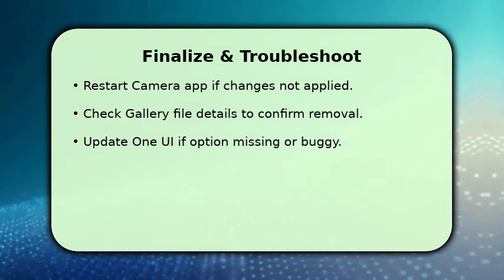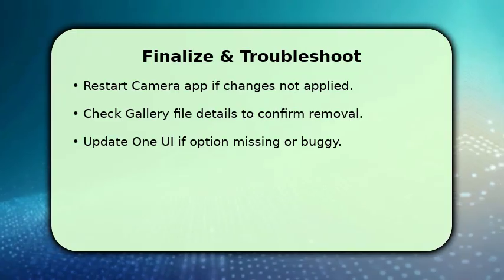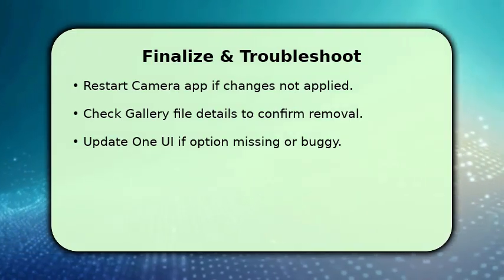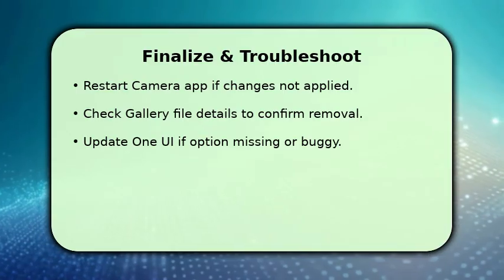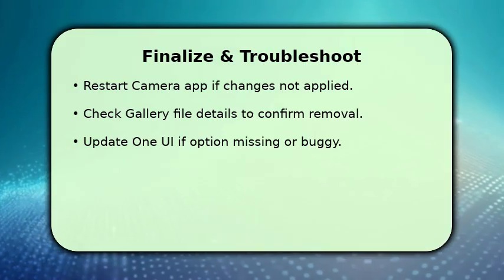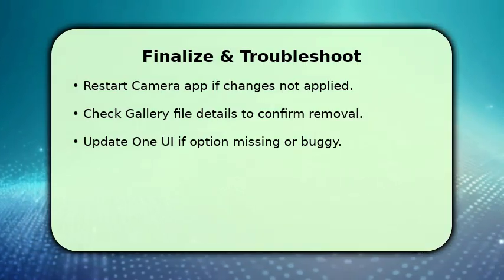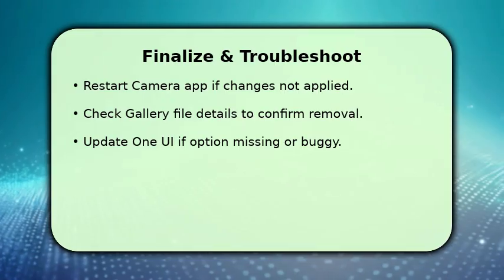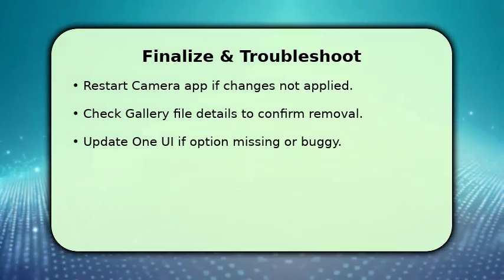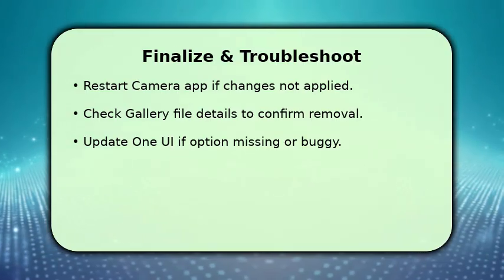If the setting didn't stick, force close the camera app and reopen it, or restart the device. That resolves most temporary glitches. If motion photo is absent or acts unpredictably, make sure your One UI and camera app are updated, because software variations can move or rename the toggle. If problems persist, clear camera cache or contact Samsung support for deeper troubleshooting.